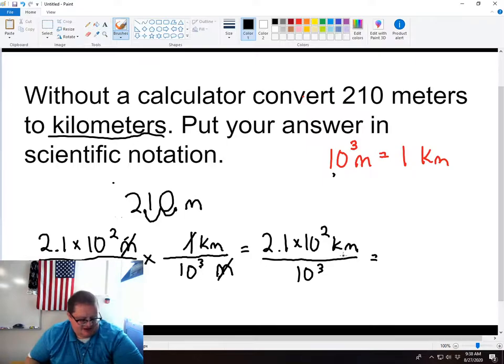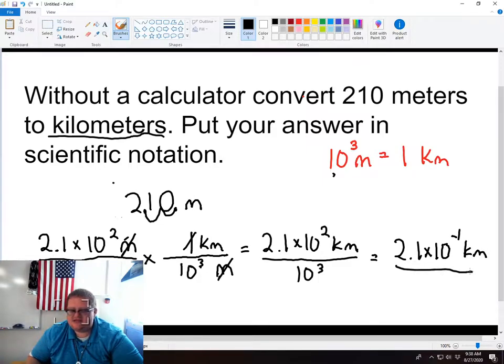Well, we can simplify this, right? This is what we talked about yesterday. We know 10 to the second divided by 10 to the third. When we divide powers of 10, we simply subtract the exponents. So this is 2 minus 3. That's 2.1 times 10 to the negative first. And that's our answer right there.